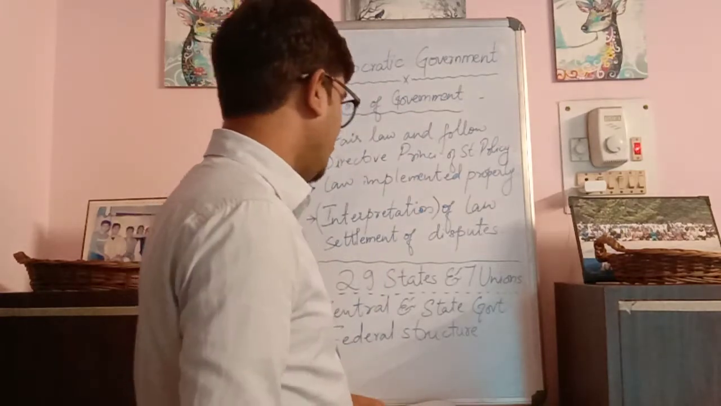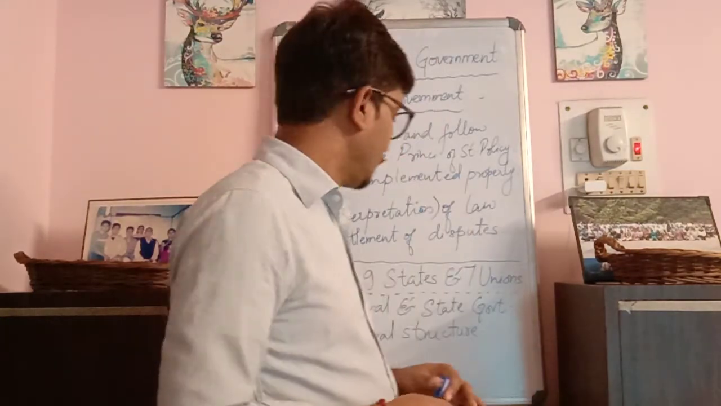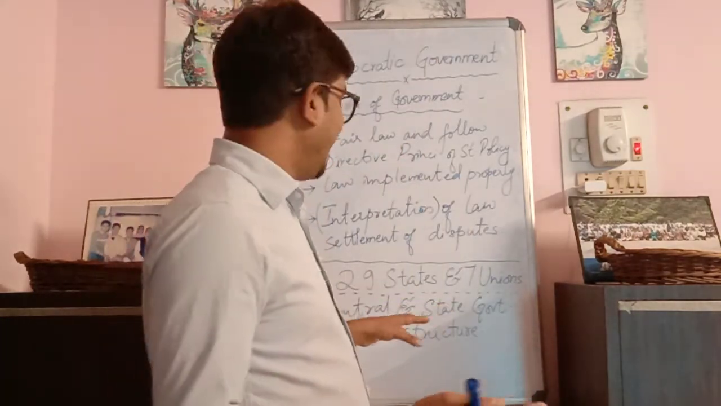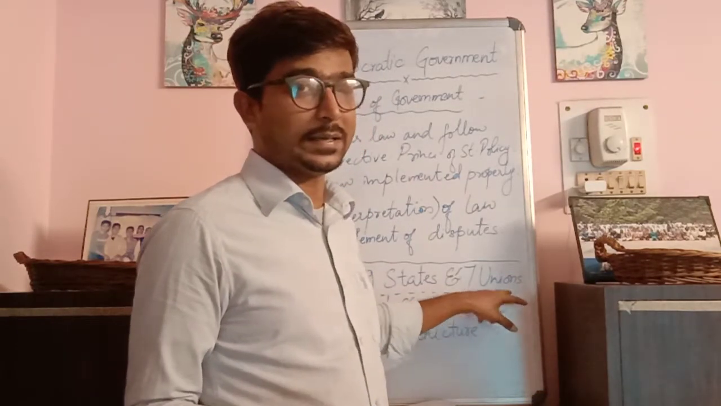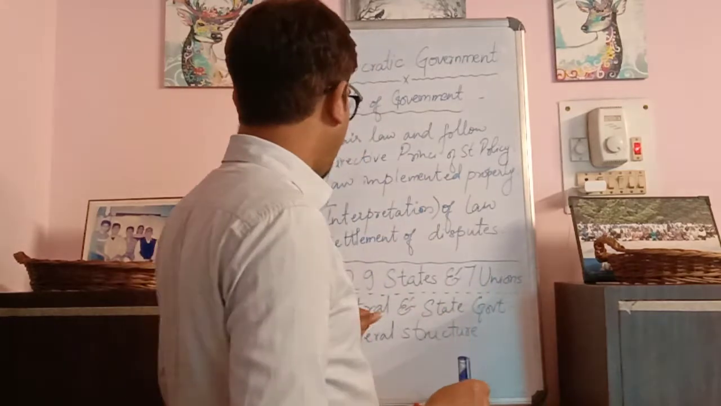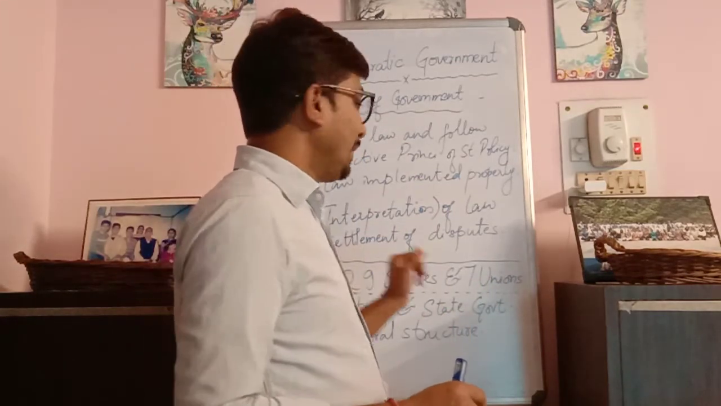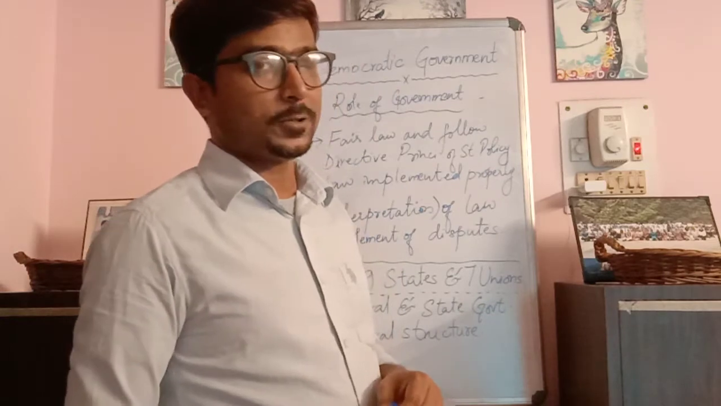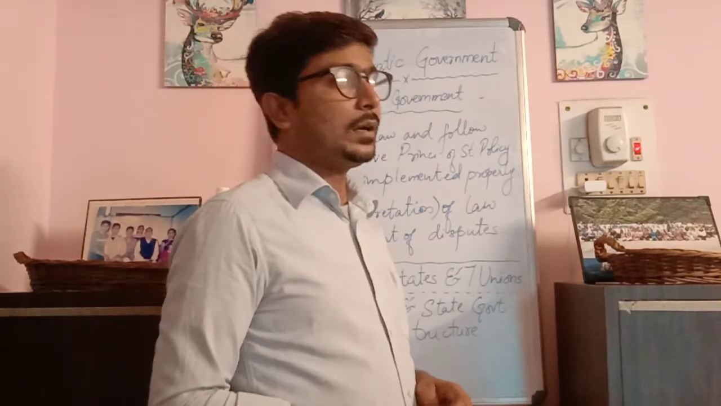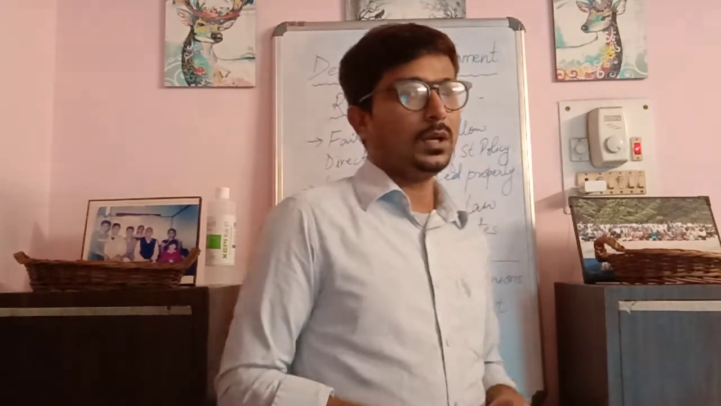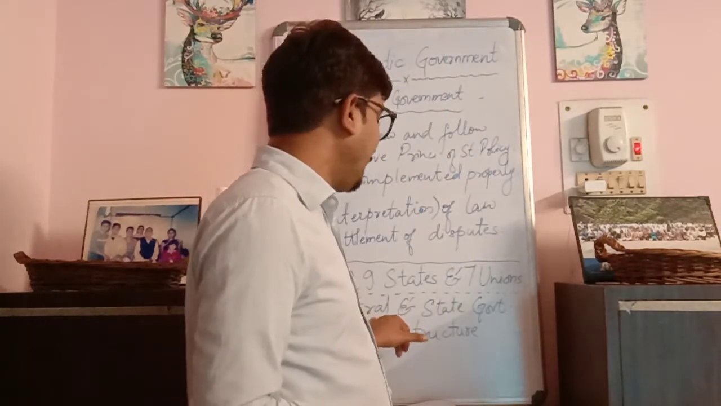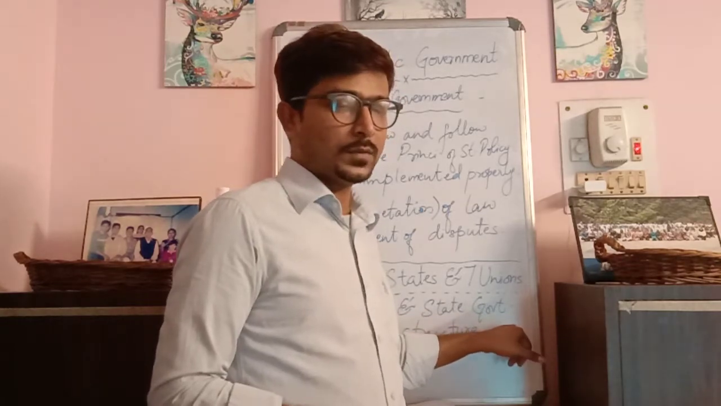Now, in these circumstances, India is also one of the countries which follows the democratic form of government. As we all know, India consists of 29 states and 7 important union territories as a whole. And these 29 states and 7 union territories are run and regulated by two important bodies of government, known as the central government and the state government.